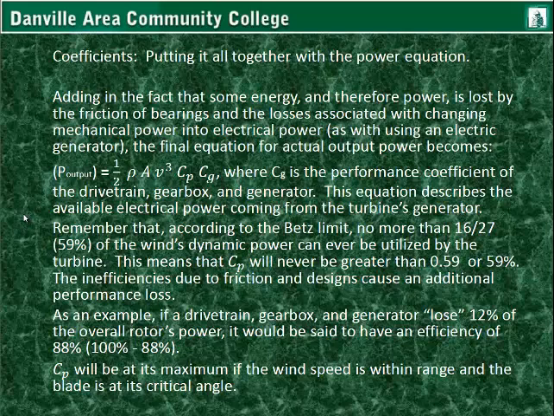This equation describes the actual available output power, or electrical power, coming from the turbine's generator. Also remember that according to the Betz limit, no more than 16/27, or 59% of the wind's dynamic power can ever be utilized by the turbine. And that's not really a problem since the wind is free anyway. This means that C_P will never be greater than 59%, or 0.59 as a decimal. The inefficiencies due to friction and design cause an additional performance loss, and that's what designers are trying to maximize: the most power output for the size of the rotor, the diameter of the rotor.